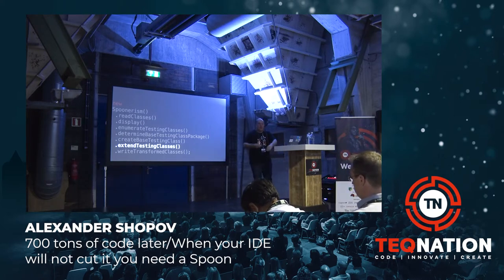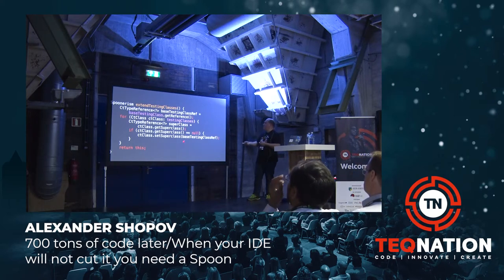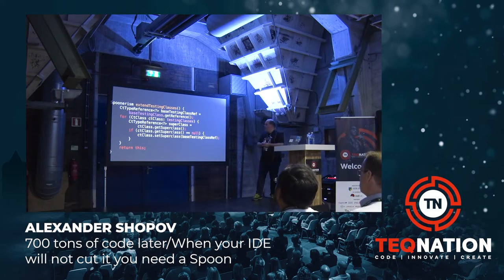Now we must make sure that all our test classes extend that class. In a similar fashion, we get all our testing classes, we check whether they have a superclass. And as I said, Spoon works with the Java model. We know that every object in Java actually has a superclass, and that's object. However, when you write your code, when you know that you're extending object, you're not writing this explicitly. So it is enough for us to check that there is no class that we're extending. And then, if we don't extend anything, we just set as a superclass our base testing class.